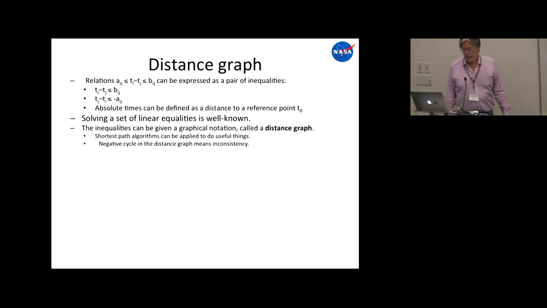The nice thing about that is that you've now expressed the problem as an ordinary kind of problem of solving a set of linear equations, right? And that's been around for a very long time. So solving a set of linear equations is a well-known solution. And in fact, even better, the inequalities can also be given a graphical notation, which is called a distance graph. The advantage of that is that you can apply shortest path algorithms, which have also been around a long time, to do useful things. In particular, in this case, you have a clear indicator of inconsistency, which we said was important in determining dispatchability, in the generation of what's called a negative cycle. If you have a negative cycle in the all pair shortest path graph, then that means inconsistency.